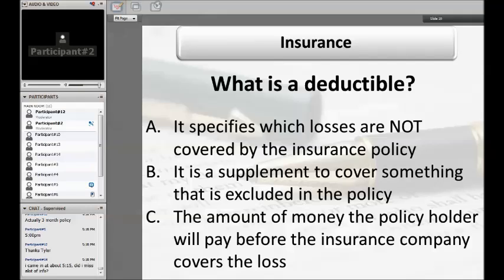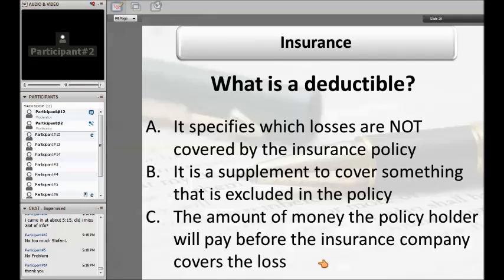Okay. Let me change to A, B, and C. What is a deductible? A, it specifies which losses are not covered by the insurance policy. B, it is a supplement to cover something that is excluded in the policy. Or C, it's the amount of money that the policyholder will pay before the insurance company covers the loss. Is it A, B, C, or D?